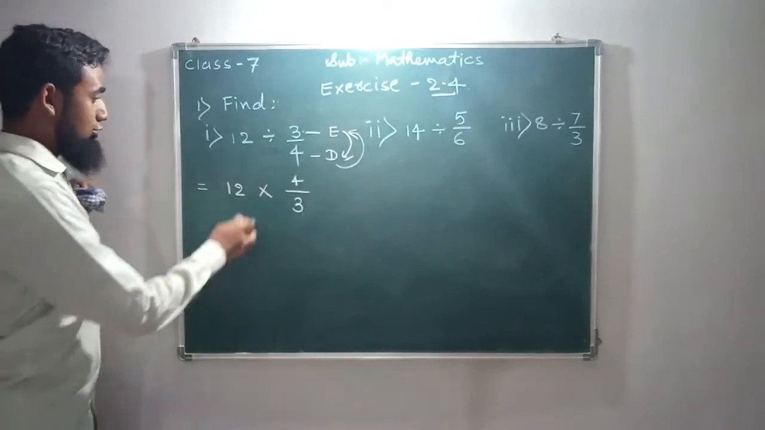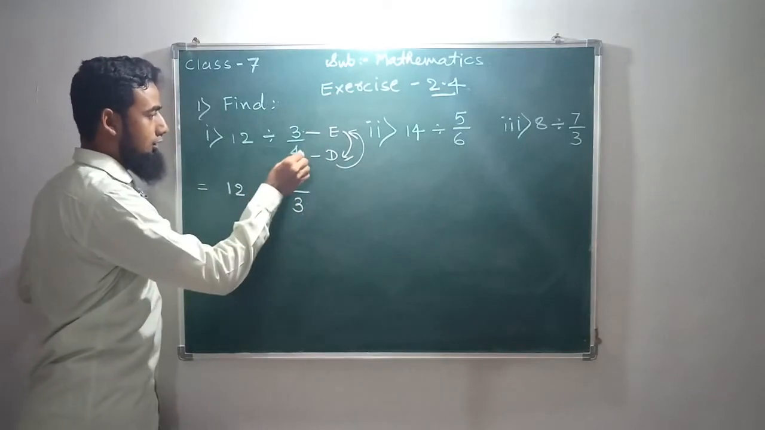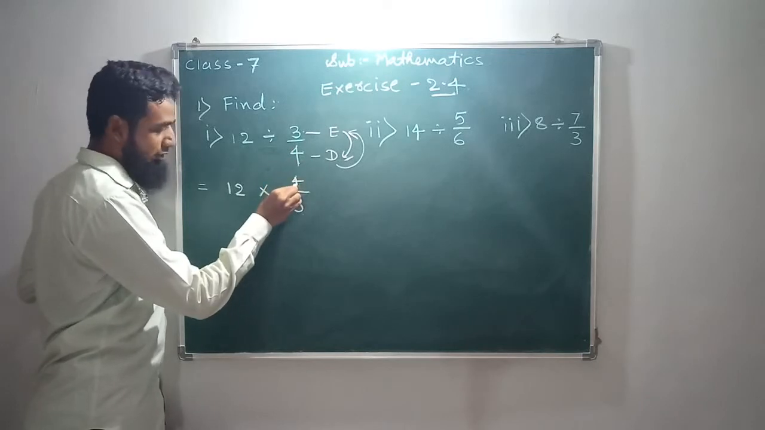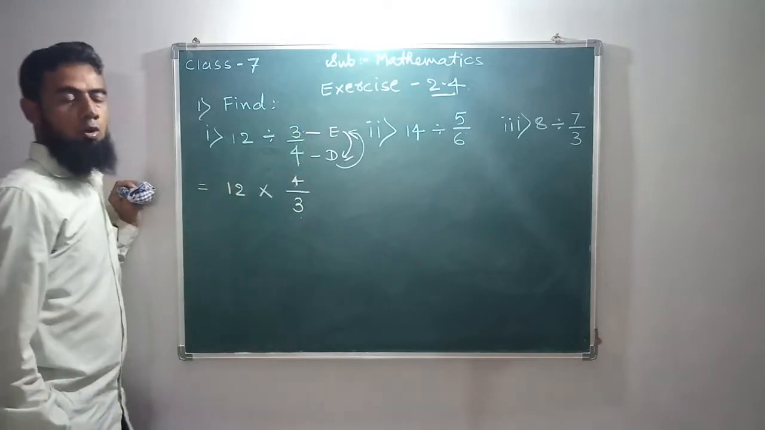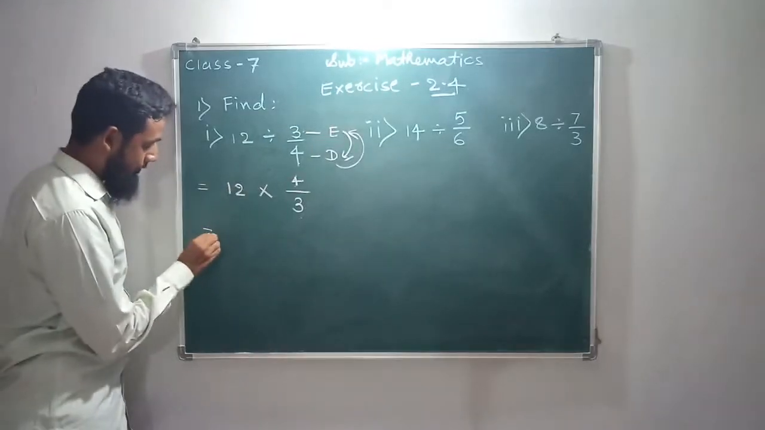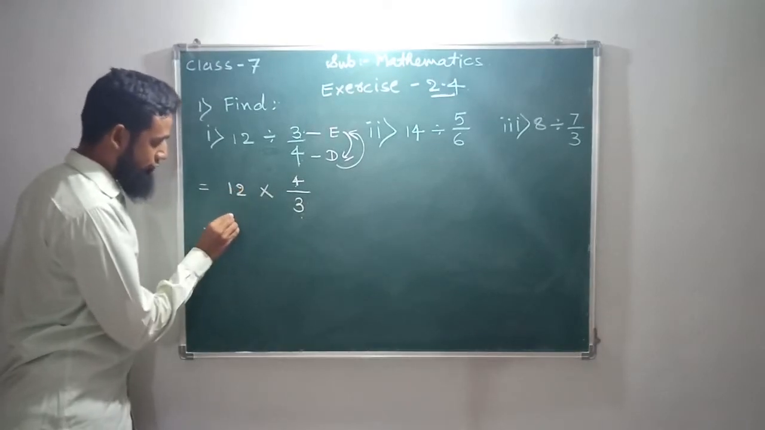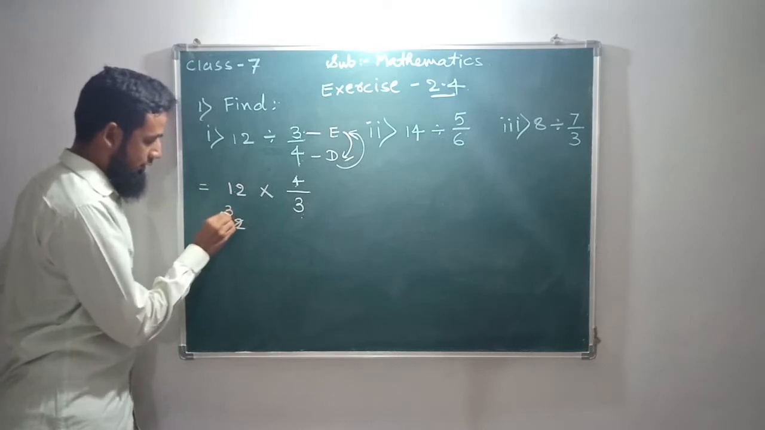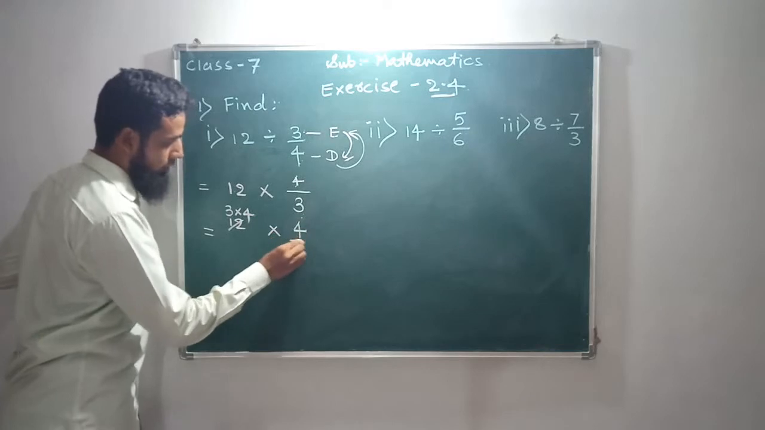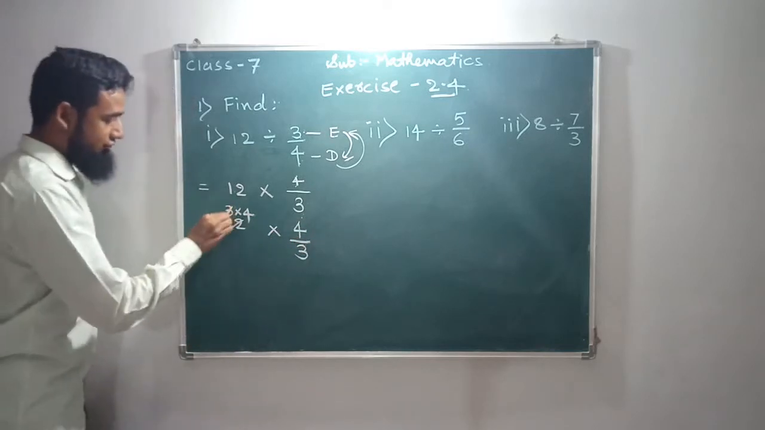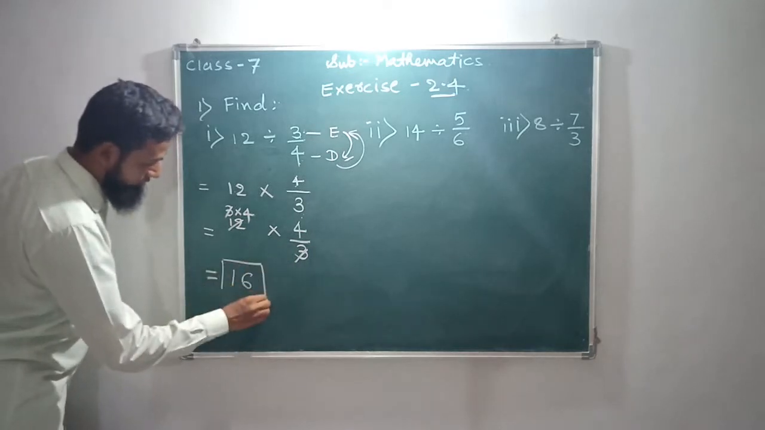So here you can see 12 multiplied by 4 upon 3. The one that was in the denominator has come to the numerator, and this 3 will become the denominator. Now try to reduce. Can I write 3 multiplied by 4 instead of 12? Okay, 4 upon 3, this 3 will be cut. So the answer is 16.